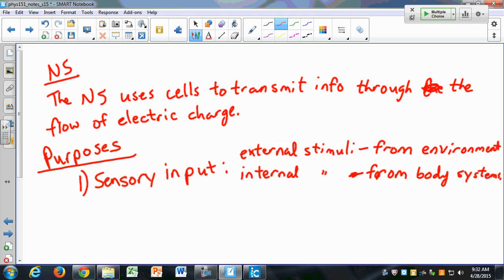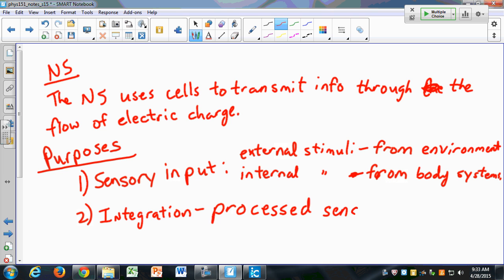The other purpose of the nervous system is integration. This just processes the sensory input. It's like the CPU of your computer. Processes the sensory input and determines what to do in response.